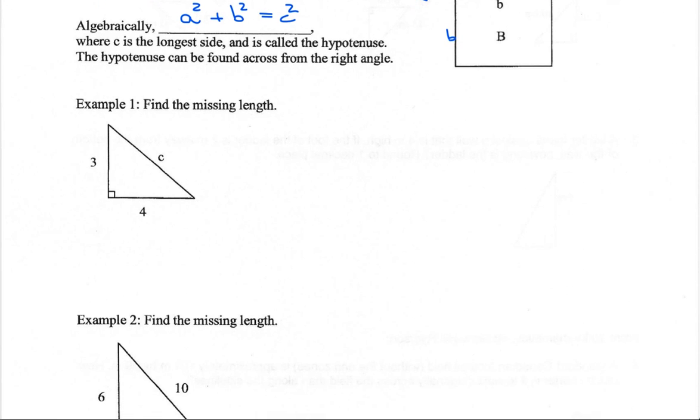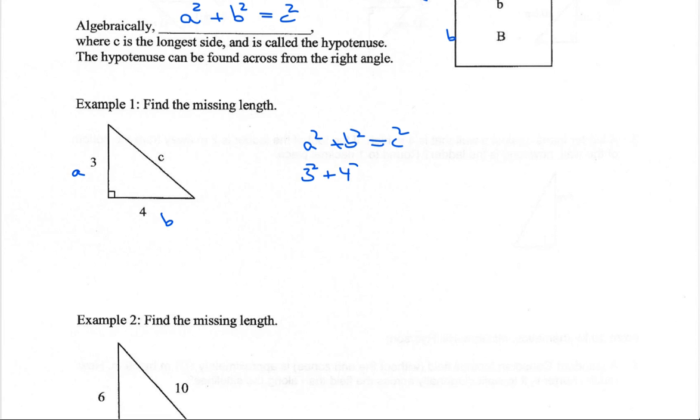So let's use this to find the missing side length. For the shorter sides, you can call them A and B, B and A, or any other letters that you want. It doesn't matter which is which. So let's write a squared plus b squared equals c squared. And I'll fill in the numbers.